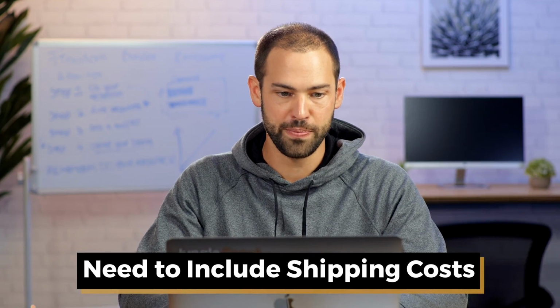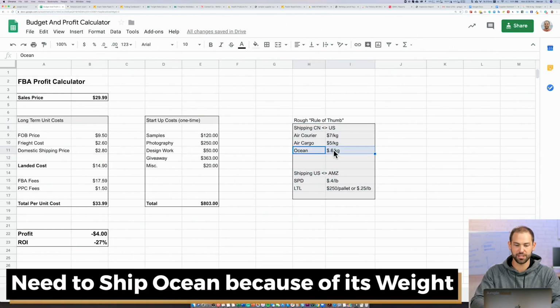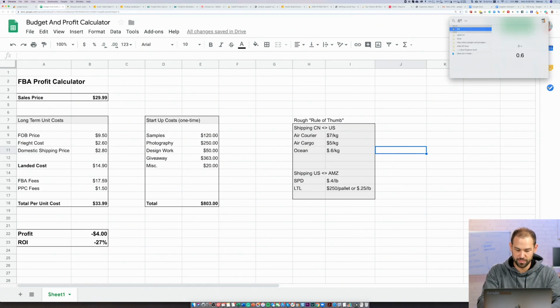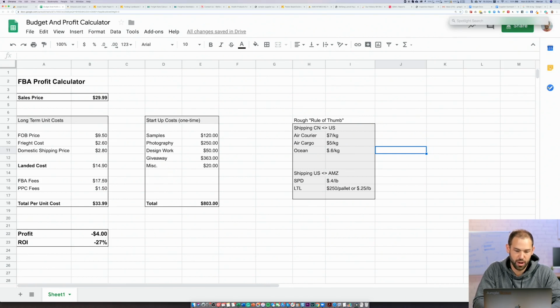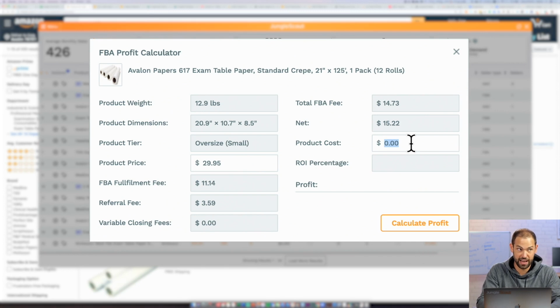So we have at least 12, and then we need to add in some additional amount for shipping. So let's just go in here to see, we have some rough rules of thumb, and I'll leave a link to this profit calculator. We would definitely need to ship this by ocean because it is quite heavy. So let's say it'd be roughly 5 kilograms. So that's gonna be $3 alone in ocean shipment. And then it's probably gonna be another $1 or $2 to get it from the port into Amazon. So we're probably talking about $5. And if we go plug that in here, so we had 5 plus 12, 17, calculate profit.